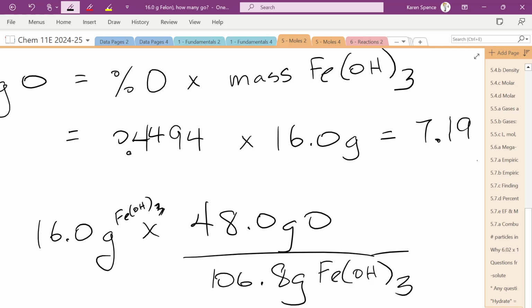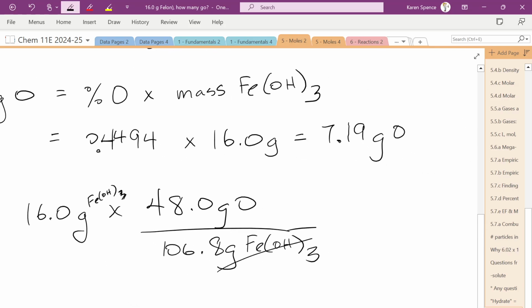But any of these are perfectly good. So your choice, which method you use. And if you do this, you will get 7.19 grams of O. So do the one that makes sense to you, that you feel most comfortable with, that you're not going to forget or get confused by.